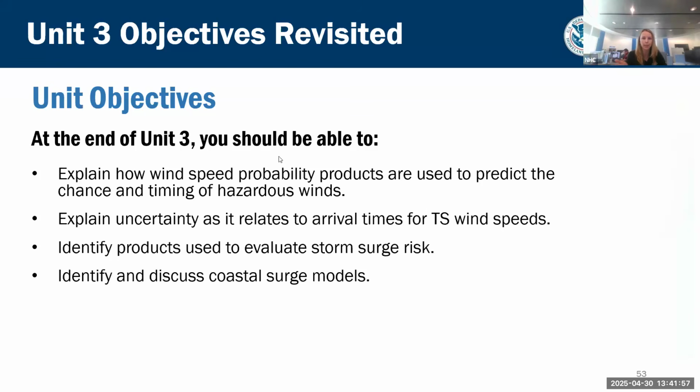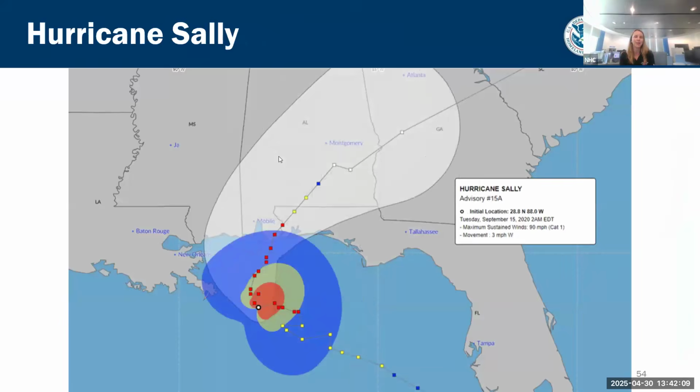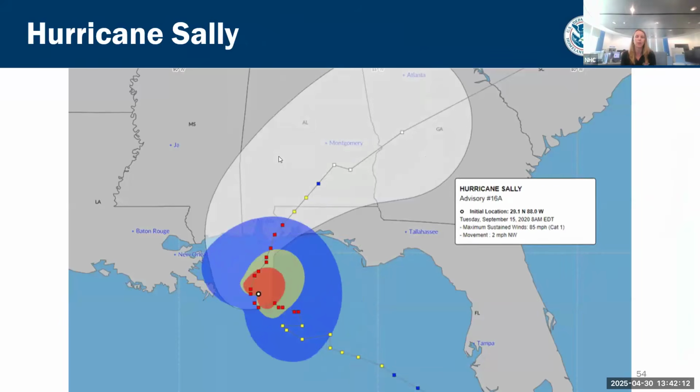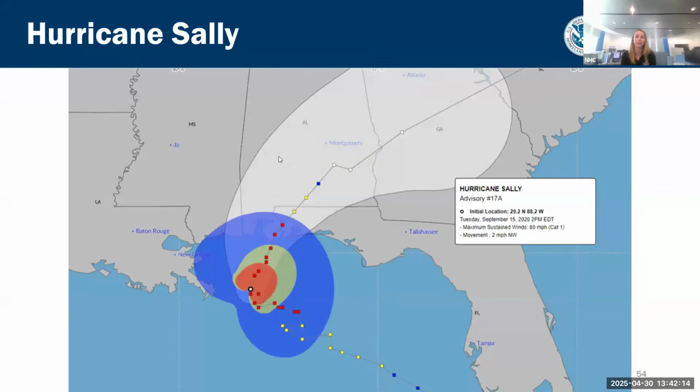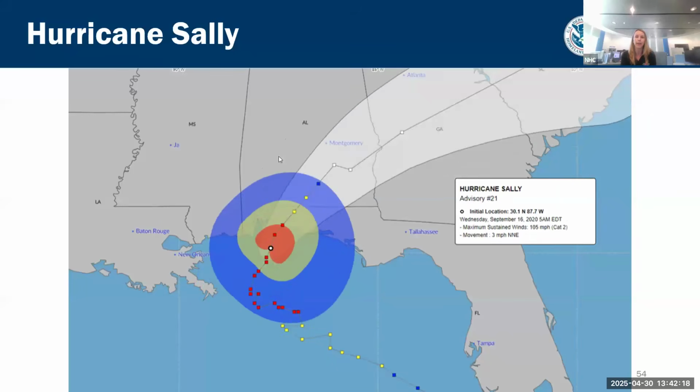Aside from assessing our risk, we're going to be able to identify and discuss coastal surge models, and potentially that is good dinner conversation for everybody. All right, so we will get started here with Hurricane Sally. We're going to start with an example storm. This was from 2020, so an actual storm surge event.